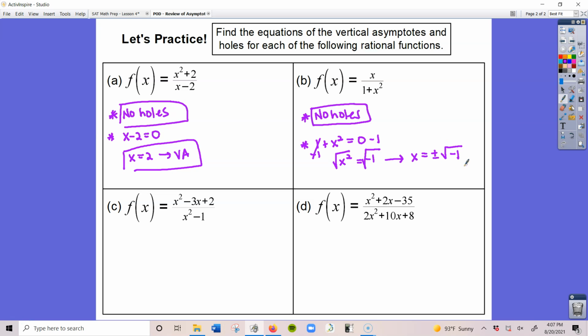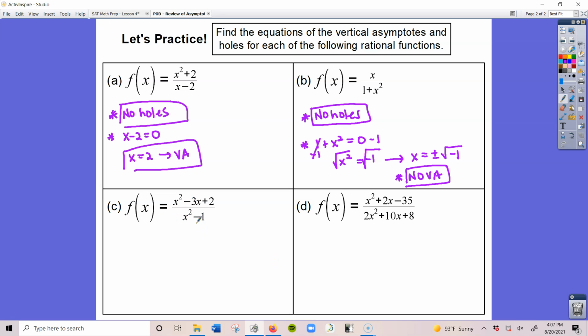And if you remember, we cannot have a negative inside of a radical because there are no two identical numbers that would multiply to give you a negative. So that means that the denominator will never equal 0. And if the denominator never equals 0, that means that there are no vertical asymptotes either.